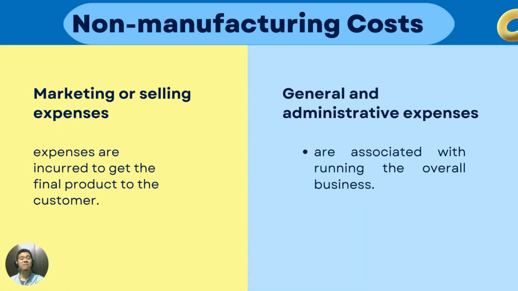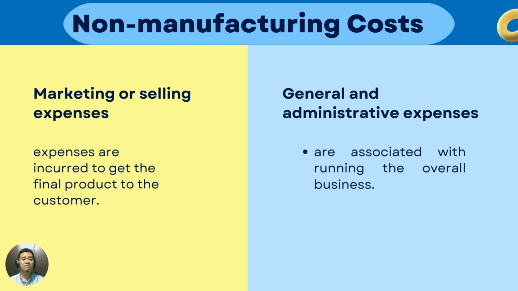And let's expound on the non-manufacturing. Again, as to function, costs are categorized into manufacturing and non-manufacturing. Under non-manufacturing, we have two classifications: the marketing or selling expenses and the general and administrative expenses.